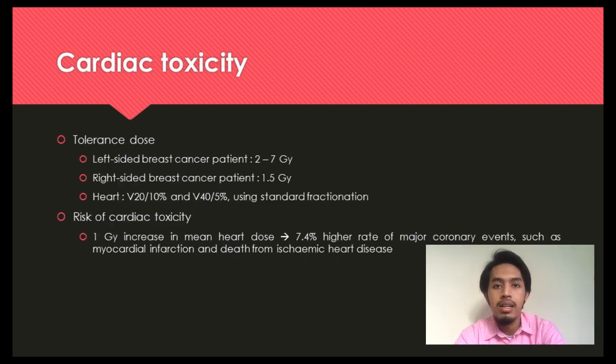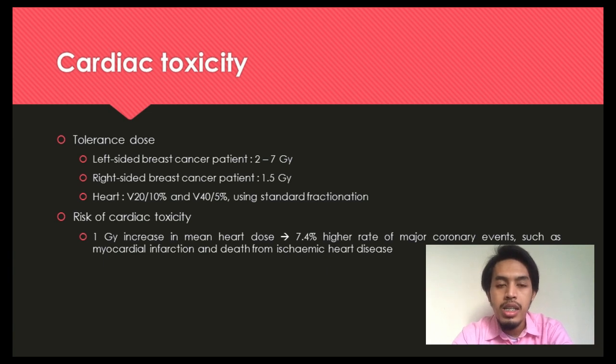For the cardiac toxicity, for patients with radiotherapy treatment at the left breast, the dose permitted to the heart is only 2 to 7 gray, whereas for the treatment for the right breast, the dose is 1.5 gray. The reason the left side receives a higher dose is because of the anatomical position of the heart itself. When discussing tolerance dose for the heart, we use the parameters V20 at 10% and V40 at 5% under the standard fractionation. The rate of cardiac toxicity will happen as follows.